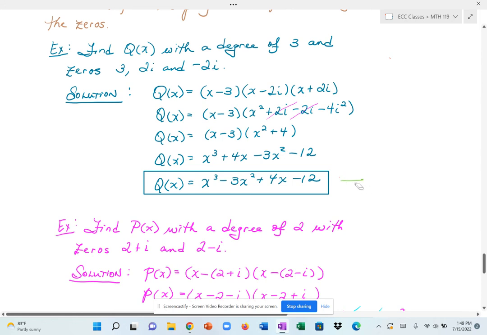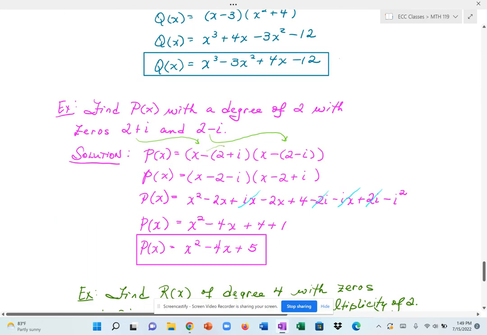Okay, here's another one. We want to find the polynomial p of x with a degree of 2 with zeros 2 plus i and 2 minus i. So again, these are my two conjugate pairs. I only expect two because it's a second degree polynomial that I should come up with. So the factor associated with 2 plus i is x minus (2 plus i). The factor associated with 2 minus i is x minus (2 minus i).